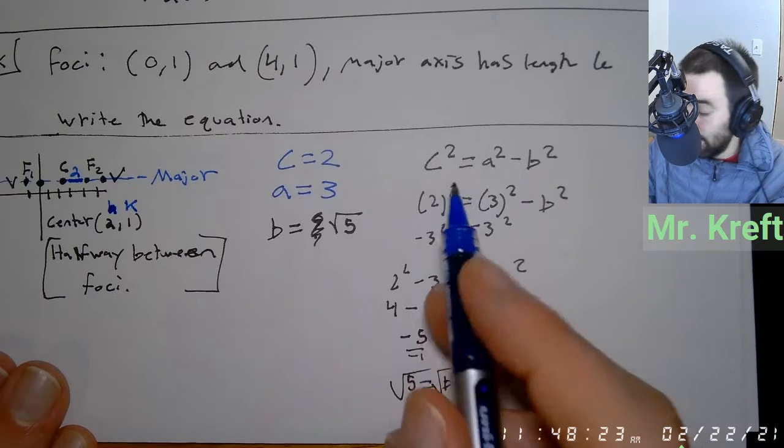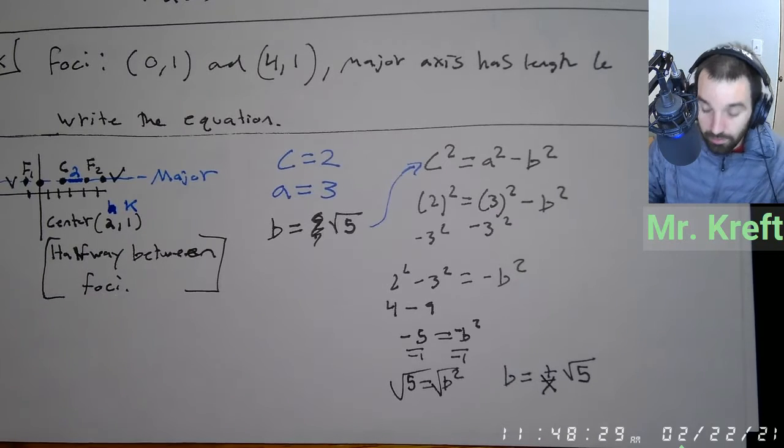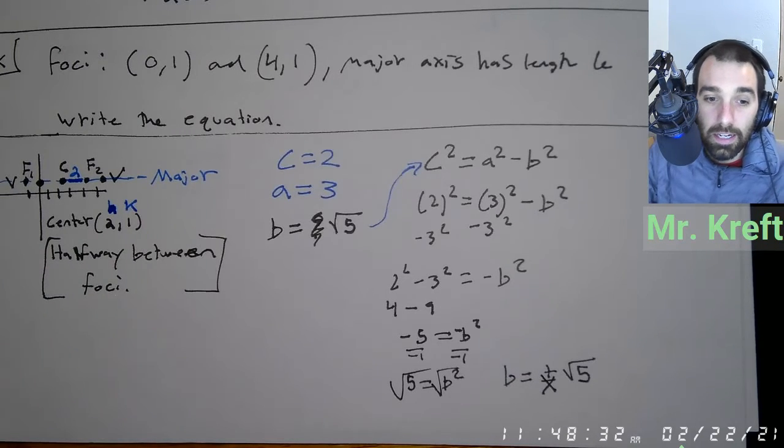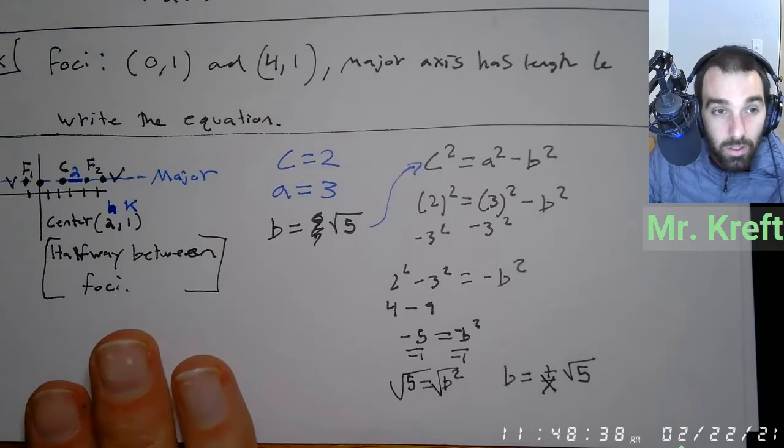B, right, we use this relationship right here. We use the c squared equals a squared minus b squared. And again, the derivation for that is in your book. I just felt like we're going to spend more time solving than doing the derivation. And I'm sorry about that.